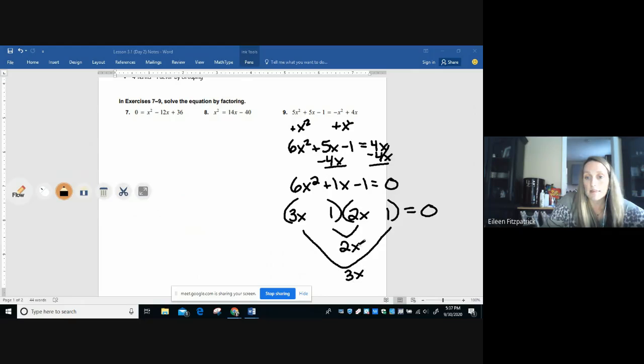When I combine those, I want a positive 1 when I add. So to get a positive 1, my 3x would have to be positive, and my 2x would have to be negative. So I need a negative here, so that when I multiply, I get a negative 2x. I need a positive here.